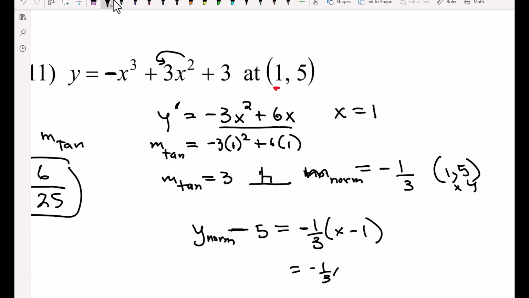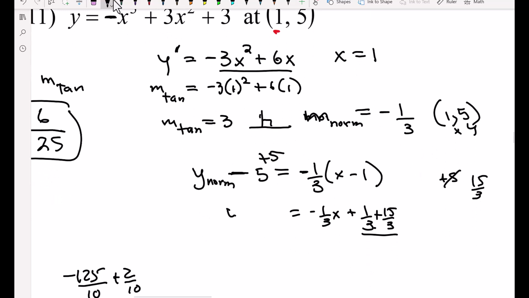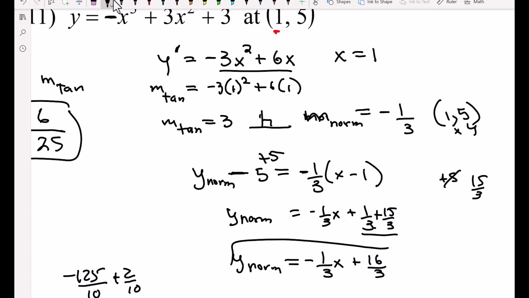So when we distribute that, then when we add 5 over here, we want the denominator of 3. So we'll just rewrite 5 as 15/3. Now these two things can be added together. So the final simplification for that, this is the equation of the line perpendicular to the tangent line, y normal. All right, that's it for this video.